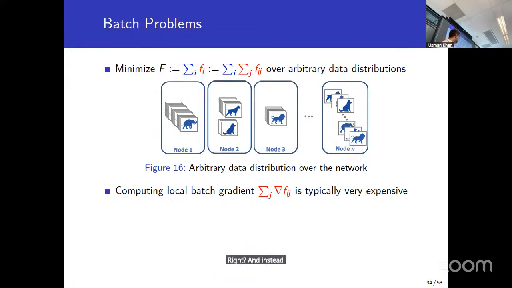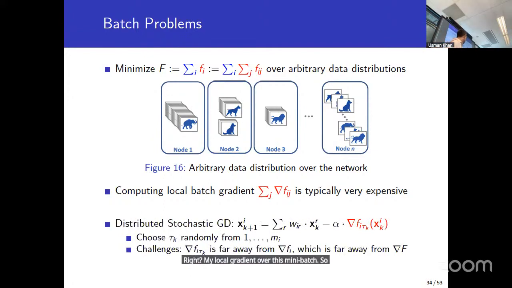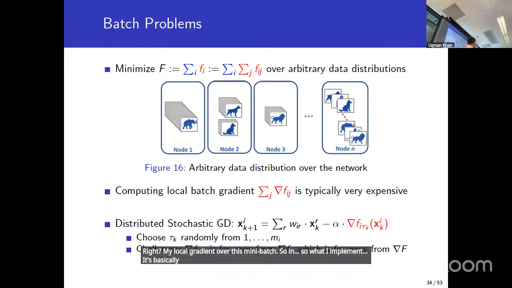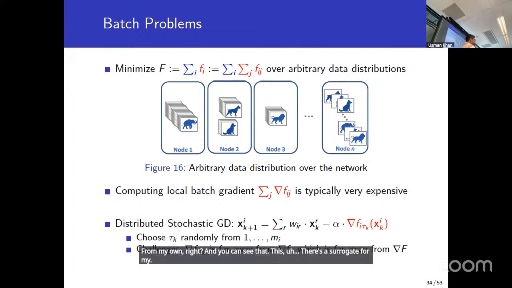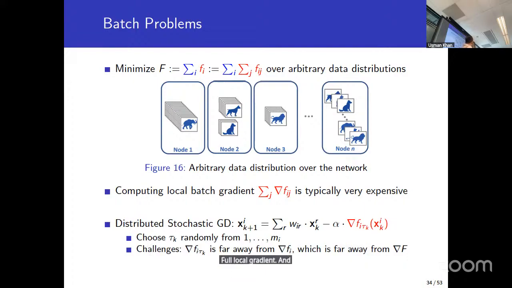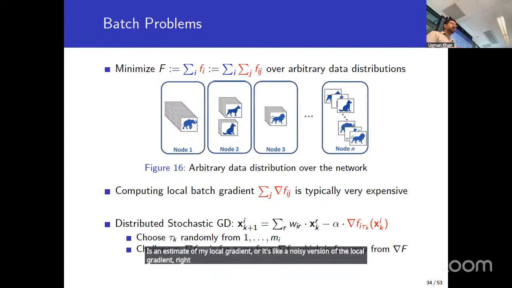And instead of computing the full batch gradient, I'll compute a gradient over a mini batch, my local gradient over this mini batch. So what I implement is basically Fi, where the second index tau k is different for every step of the algorithm, and tau k is a stochastically chosen batch from my own data. And you can see that this is a surrogate for my full local gradient, an estimate of my local gradient, or a noisy version of the local gradient. And this is what adds stochasticity to my underlying algorithm.